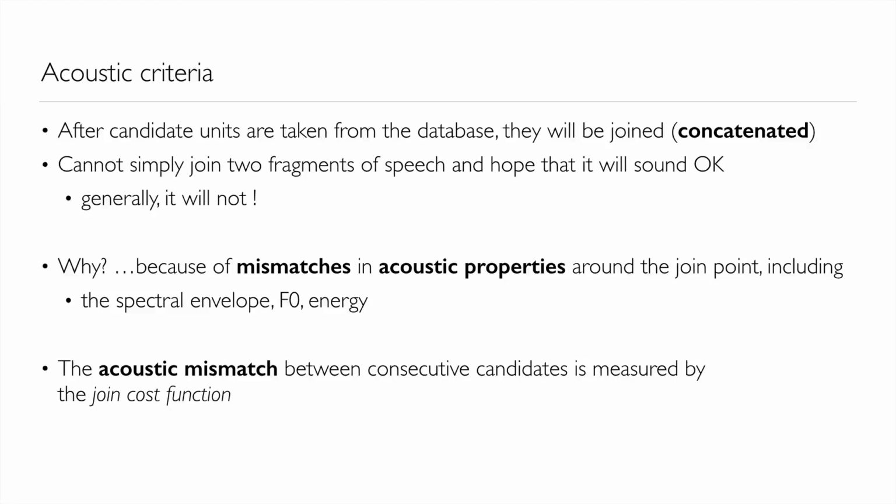Why would a listener notice there's been a join in some speech? Well, that's because there'll be a mismatch in acoustic properties around the join, and that mismatch, that change in acoustic properties, will be larger than is normal in natural connected speech. So, for example, sudden discontinuities in F0 don't happen in natural speech, so if they do happen in synthetic speech, they are likely to be heard by listeners.